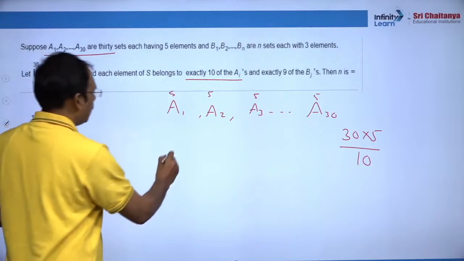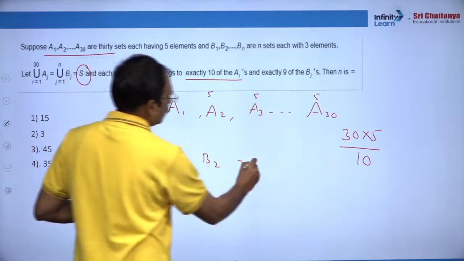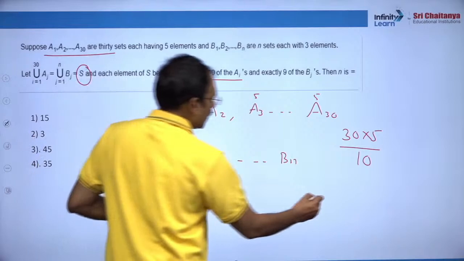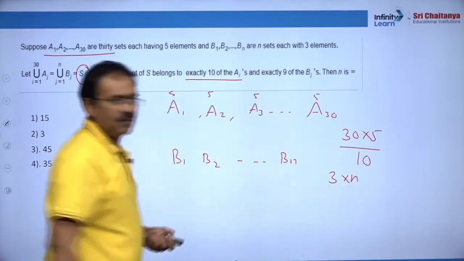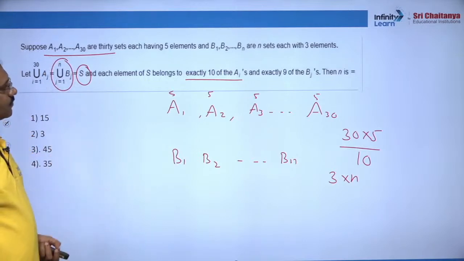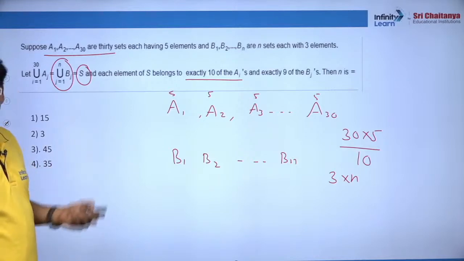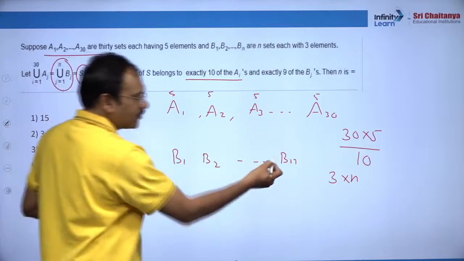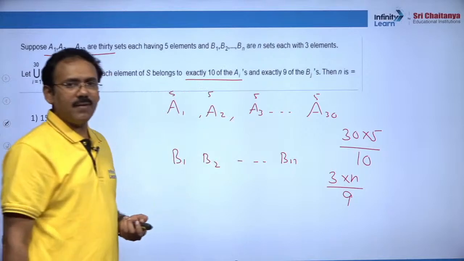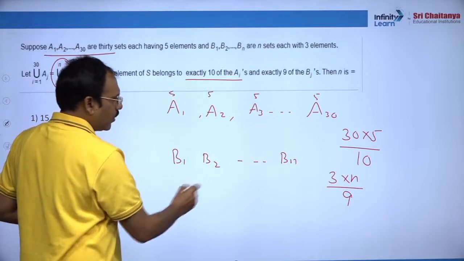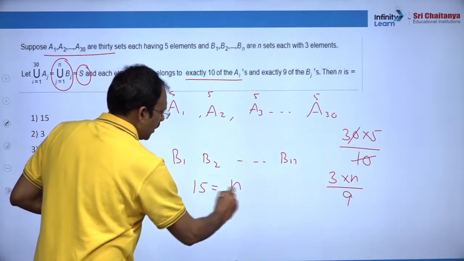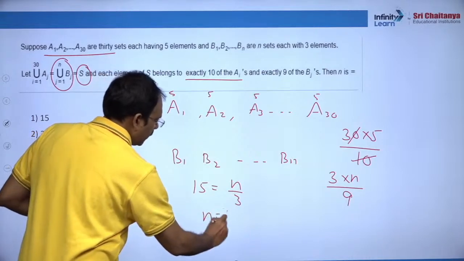The same logic you can apply for B. Suppose these are B1, B2, up to Bn sets, and each set is having 3 elements. So the number of elements is going to be 3 into n. After taking the union of these Bj's, you get the same set S. Here each element of S is there in exactly 9 of the Bj's. That means out of 3n elements, each element is repeated 9 times. So the number of elements in S is 3n by 9. That means, friends, 150 by 10, the 10 gets cancelled, 15 is equal to n by 3. So n is going to be 45.